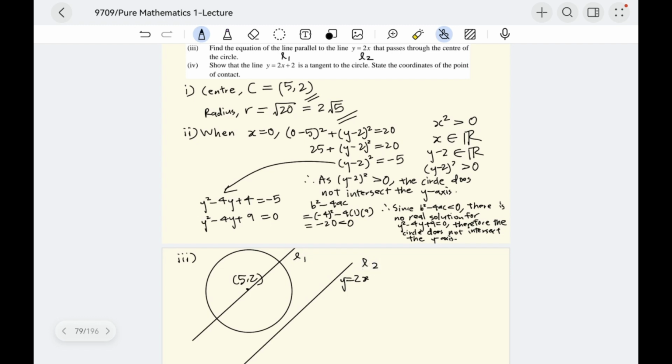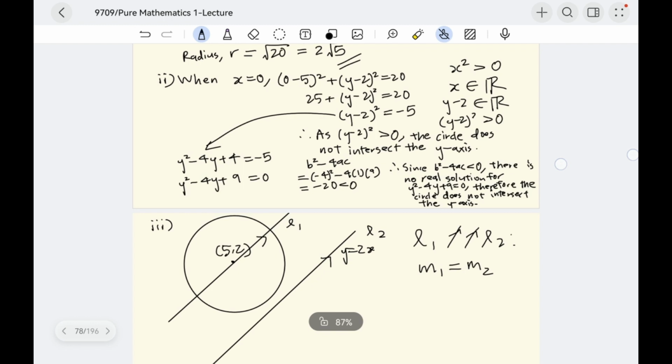It mentions that line 1 and line 2 are parallel to each other. So what does it mean? When line 1 is parallel to line 2, you have to relate their gradients. Therefore, their gradients are the same, m1 equals m2, because they have the same inclination, the same slope. So the gradient of the first line is 2 as well.